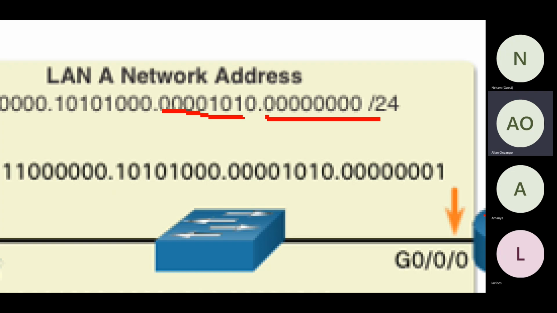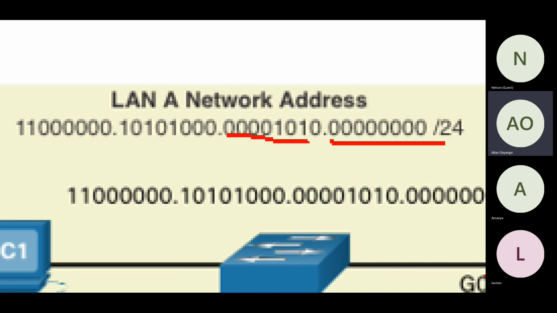Octet. From mathematics, the word octagon is an eight-sided figure, and therefore it is related to eight. That's why each and every part has 8 bits, zeros and ones. And the total number of parts is actually 4: 1, 2, 3, and 4. We have 4 of them, which basically represent 192, 168, 10, something.